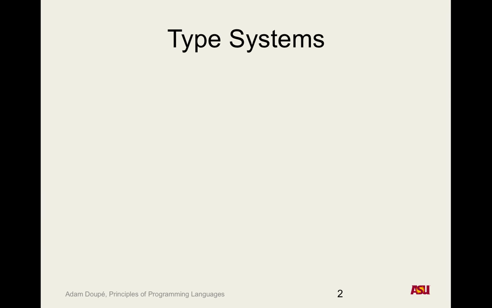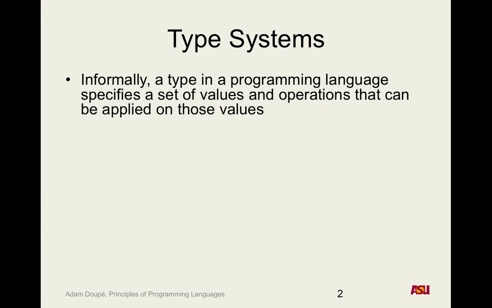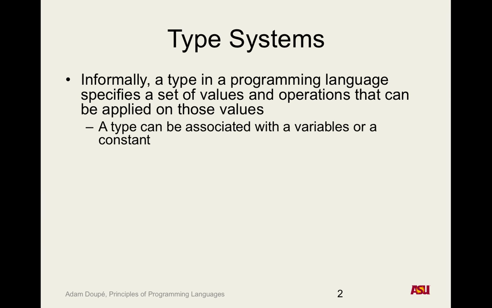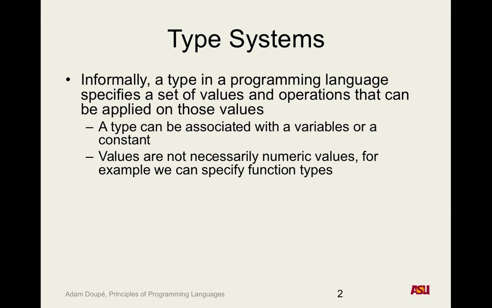But here we're going to talk about type systems generally and talk about, okay, well, what are all the components inside of a type system, and what kind of decisions does a language designer have to make about the type system? So informally, a type in a programming language specifies some set of values and operations that can be applied on these values. A type can be associated with either a variable or a constant. And when we talk about values, we're not talking necessarily about numeric types, we can specify function types, which we'll see in a second.